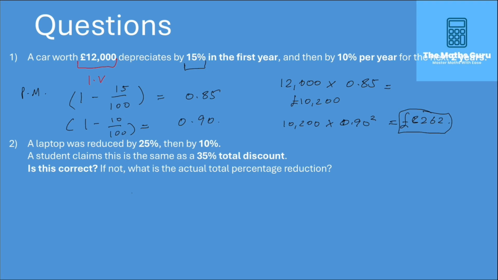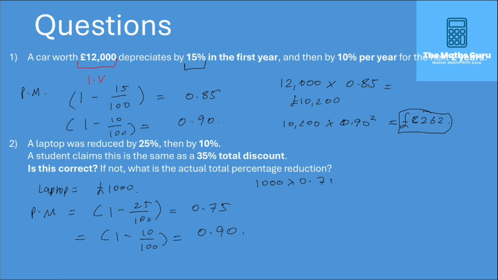So the way you can attempt this question is to just assign a value to the laptop. Let's say the laptop is equal to £1,000. Our percentage multipliers are going to be 1 minus 25 over 100, which is equal to 0.75, and our second one is going to be 1 minus 10 over 100, which is equal to 0.9.